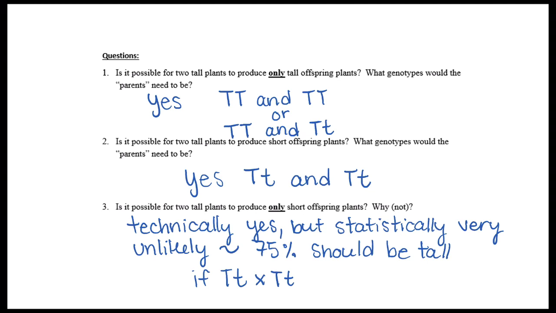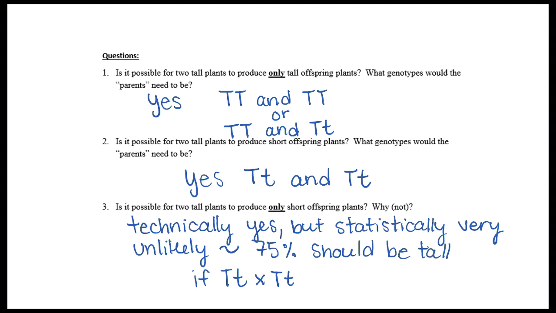Number 2, is it possible for two tall plants to produce short offspring plants? What genotypes would the parents need to be? So again, yes, the parents would need to be capital T, little t, so heterozygous, and capital T, little t. As long as they're both heterozygous.